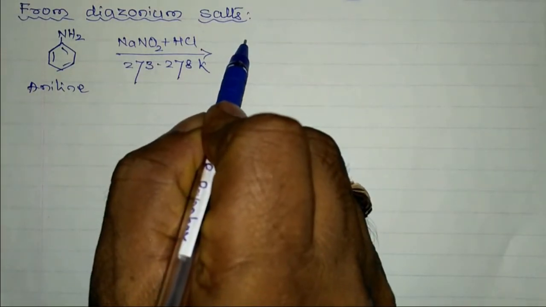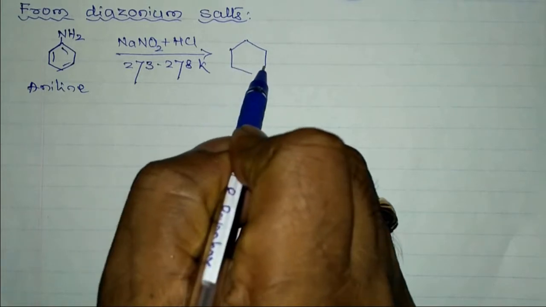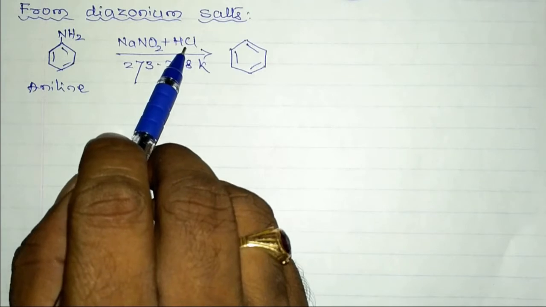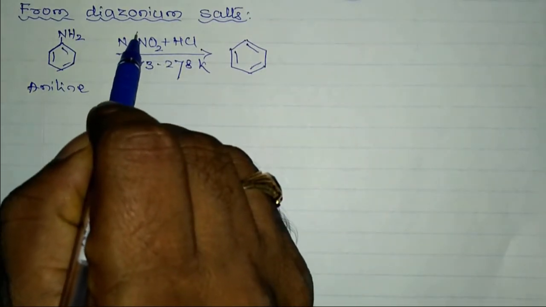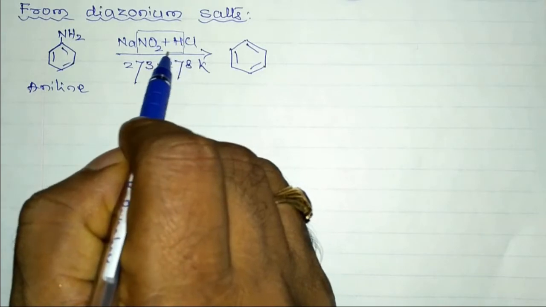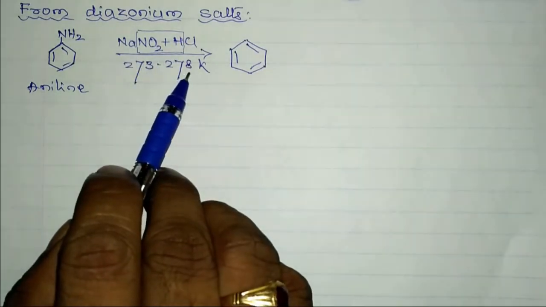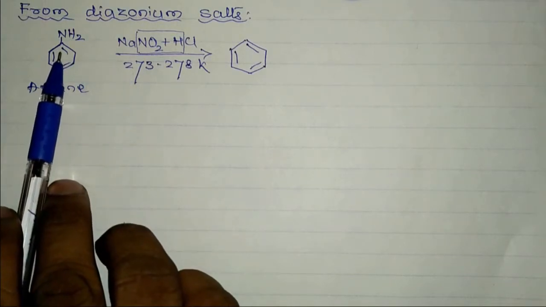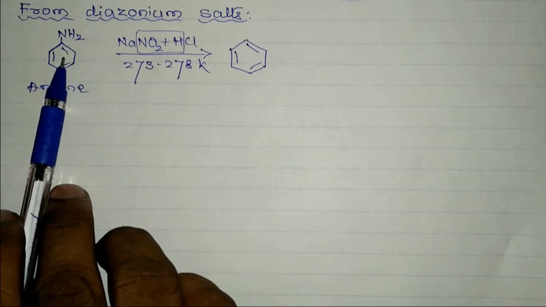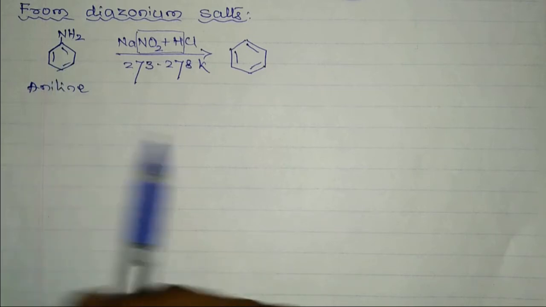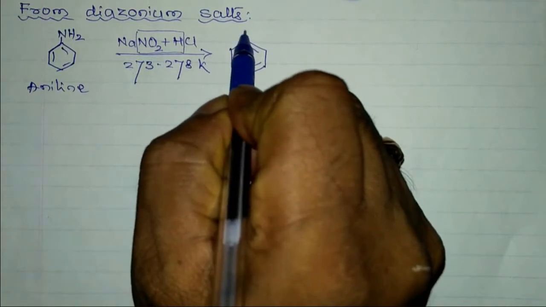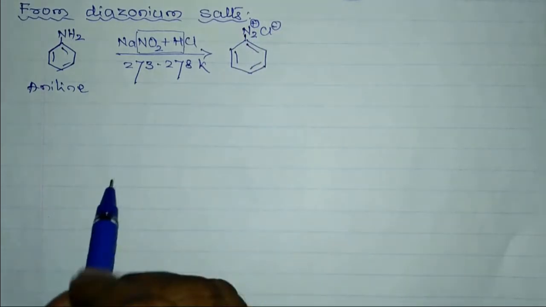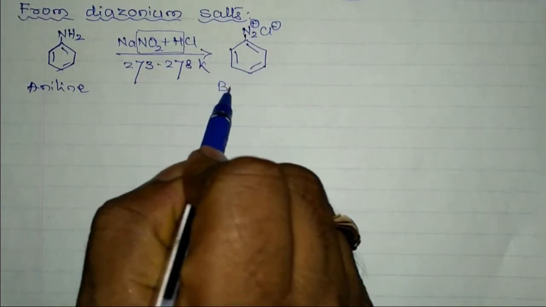You are going to get benzene diazonium chloride. Aniline is treated with sodium nitrite and HCl, which in turn gives HNO2. This HNO2, at temperature 273 to 278 Kelvin, reacts with the aniline. You are going to get benzene diazonium chloride, N2+Cl-.